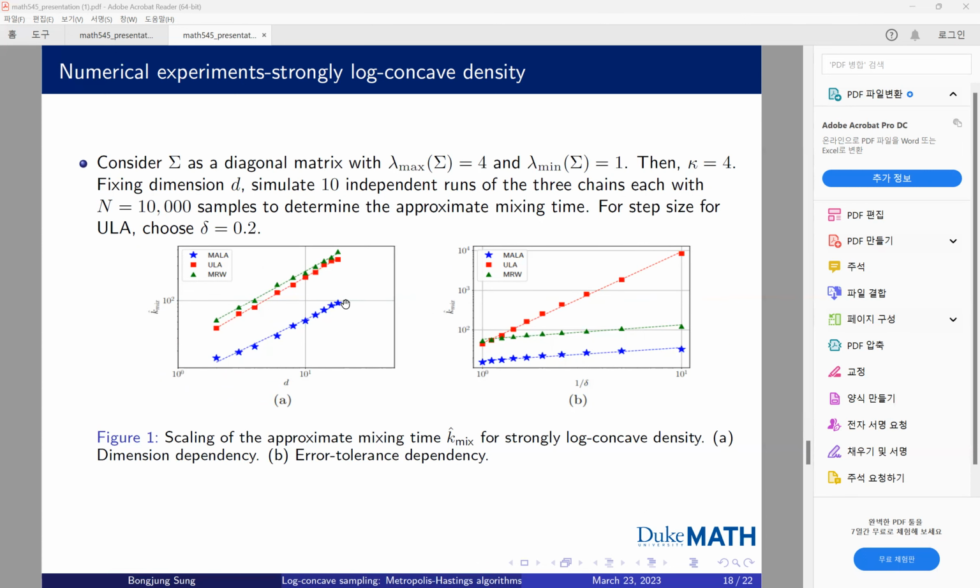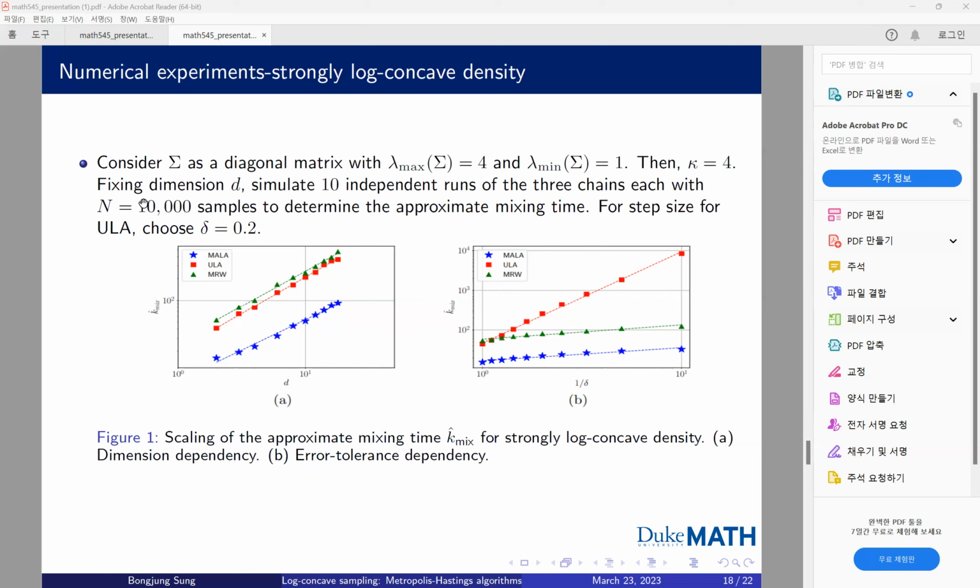In the first simulation study, we conduct numerical experiments for a strongly log-concave density. So we consider sigma as a diagonal matrix with the maximum eigenvalue 4 and the minimum eigenvalue 1, so that the condition number is 4.